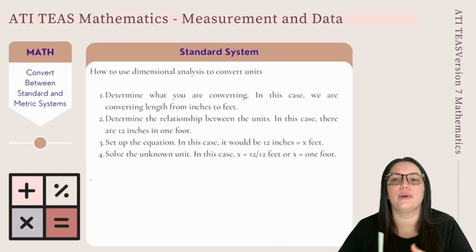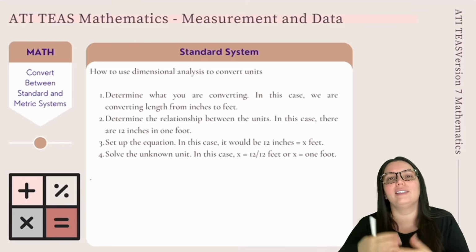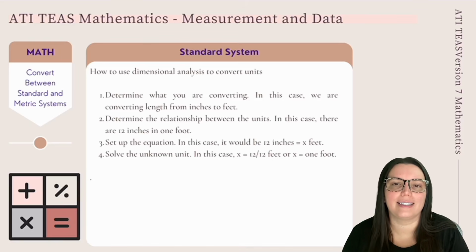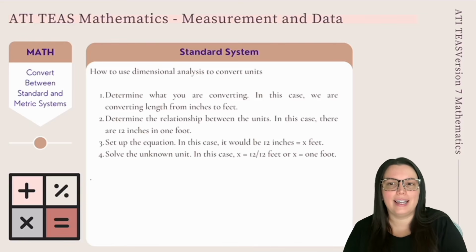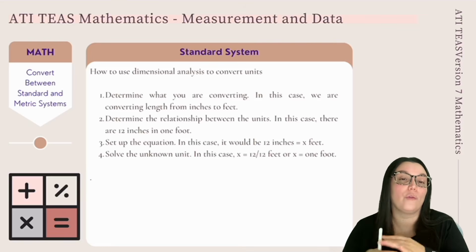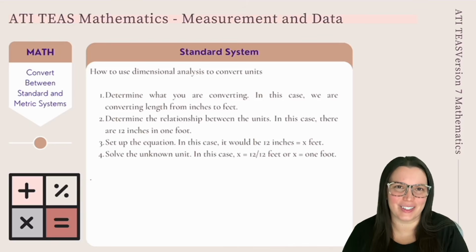Third, we need to set up our equation, right? We're trying to figure out how many feet we have in 12 inches. So we have 12 inches is equal to x feet. We just have to determine what our x stands for. Our last step is we solve for the unknown unit. In this case, x is equal to 12 divided by 12 feet, or x is equal to 1 foot. The same process can be used to convert between units found within the standard system.